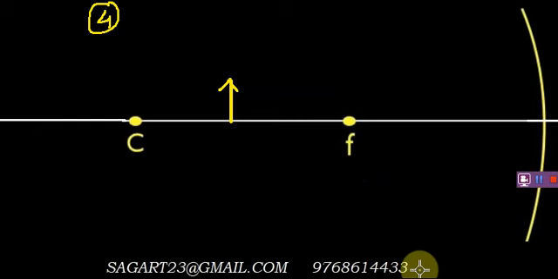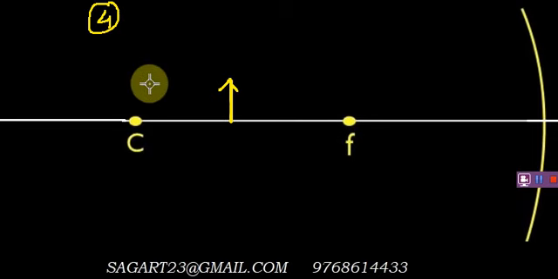Students, you have noticed that in the first diagram, the object was at infinity, at a large distance. In the second diagram, we had the object beyond C. The third diagram was the object at C. And now the fourth diagram is object between C and F. That means that the object is moving towards the mirror.